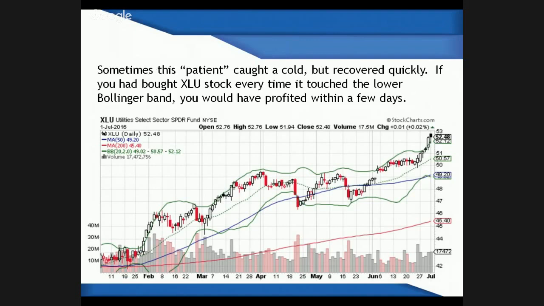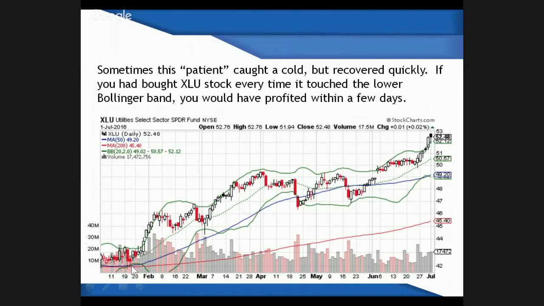Sometimes this patient caught a cold, but recovered quickly. So like it dipped over here, but came right back up, dipped here, came right back up, dipped here, came right back up. So if you had bought XLU stock, actually it's an ETF, every time it touched the lower Bollinger Band, you would have profited within a few days.